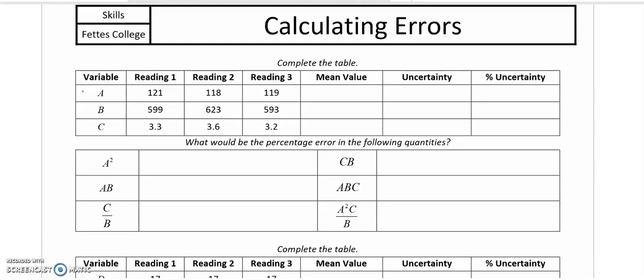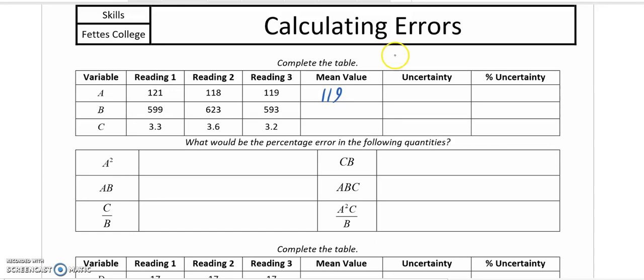So 121 plus 118 plus 119 divided by 3 gives us 119. And what I'm going to do is leave it to the same number of significant figures as this. That's important. Absolute uncertainties we tend to quote to one significant figure. Percentages, because they tend to be inside a calculation, we can keep an extra guard digit, so I tend to write them to two significant figures.